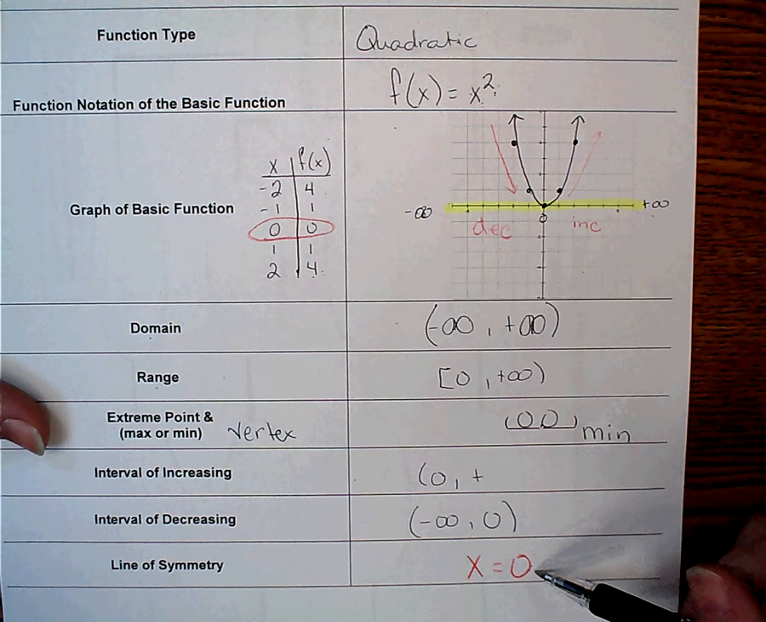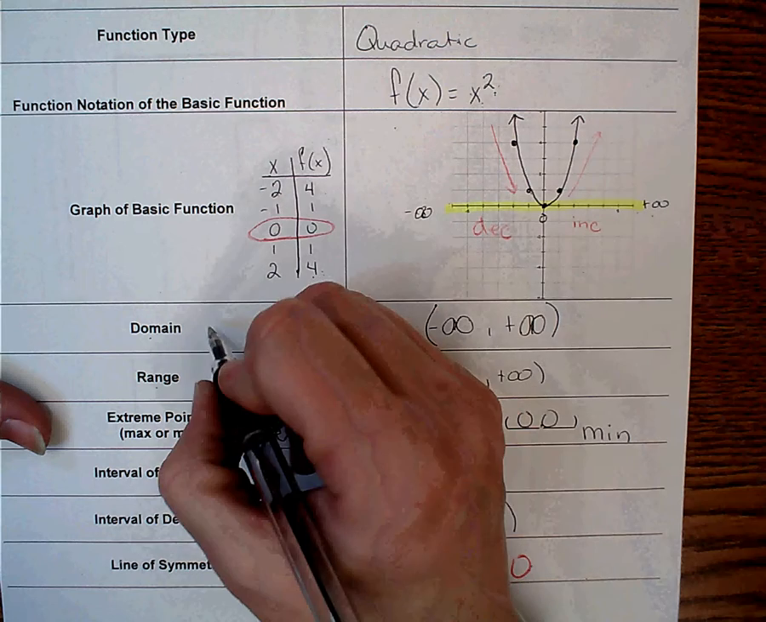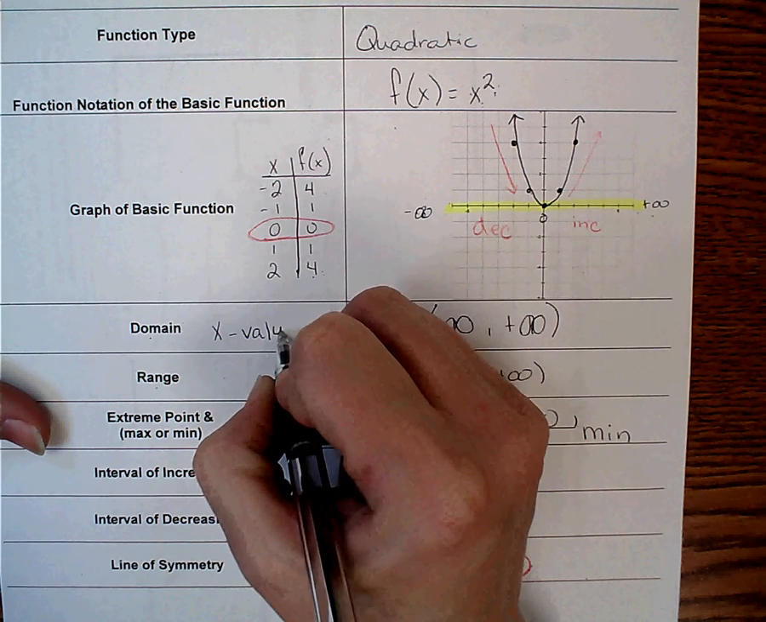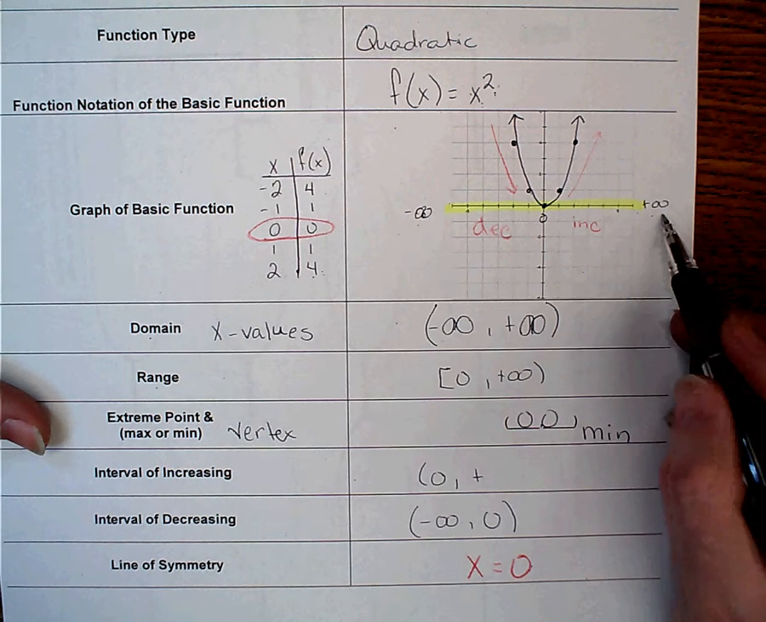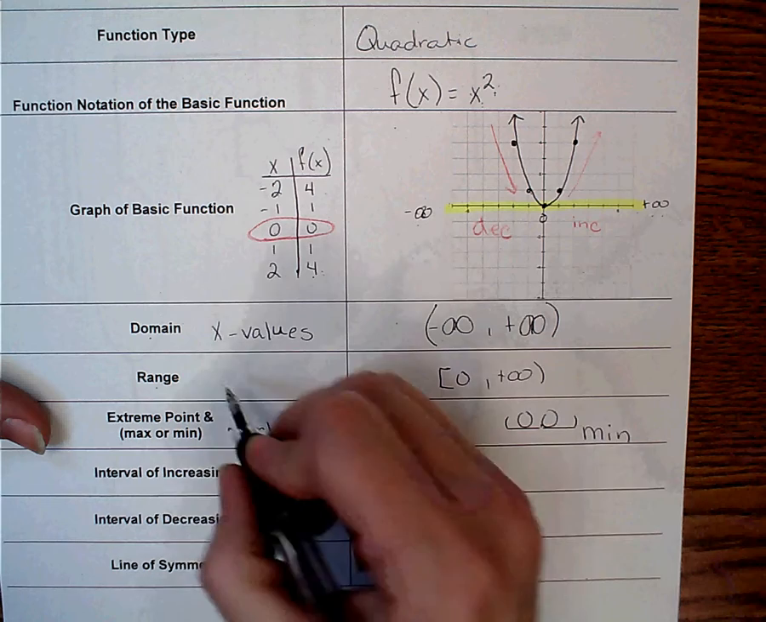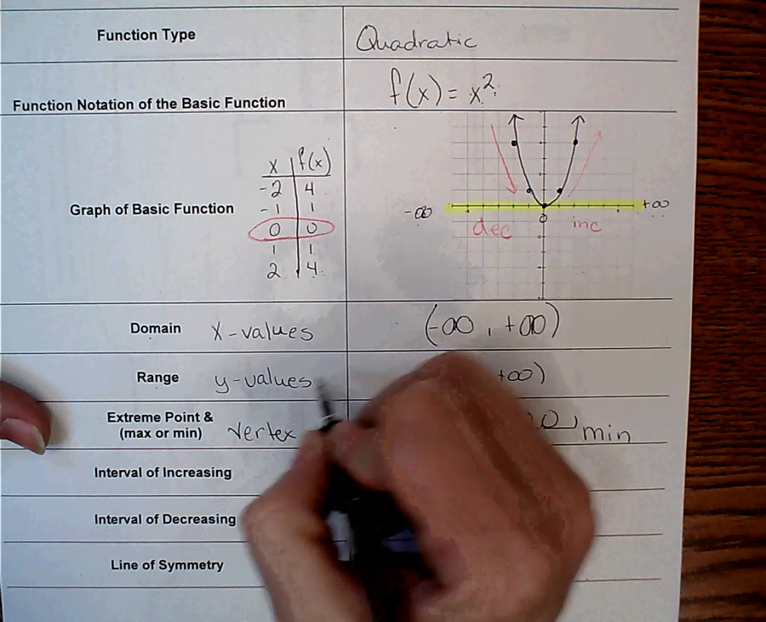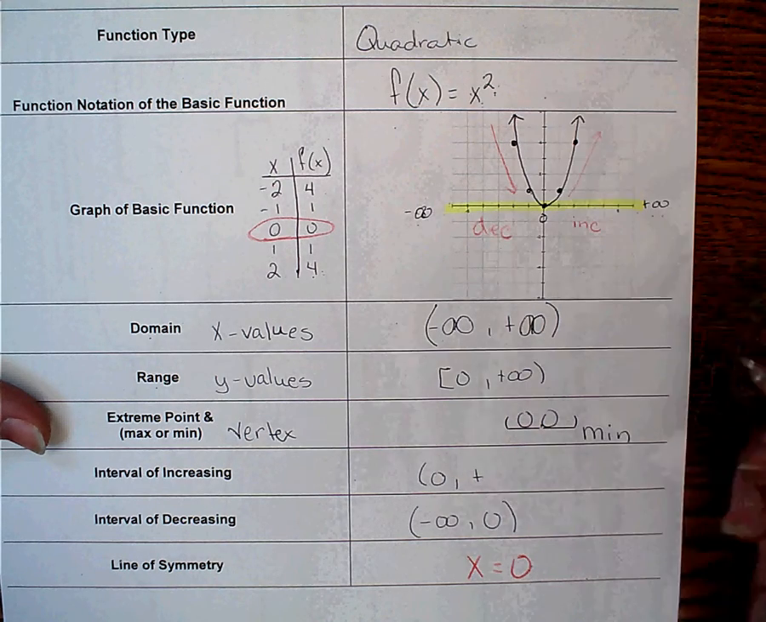So I went ahead and put my line of symmetry as x equals 0. Now, if I take my graph and smush it down to the x-axis, because our domain is x values, then you will see that this graph, when it covers the x values, is from negative infinity to positive infinity. But if I smush it up to the y-axis to look at the y values, then it's only going to smush up to 0 to positive infinity.